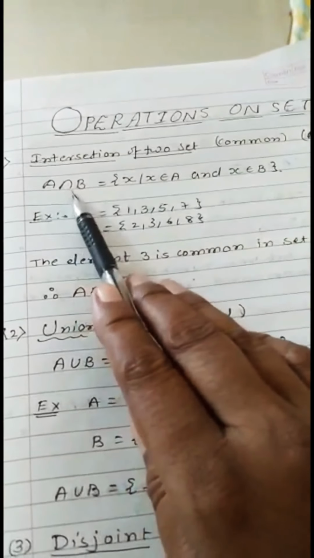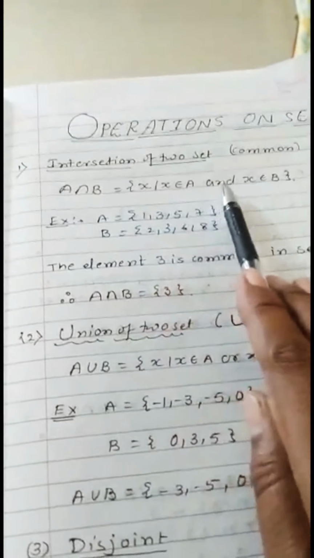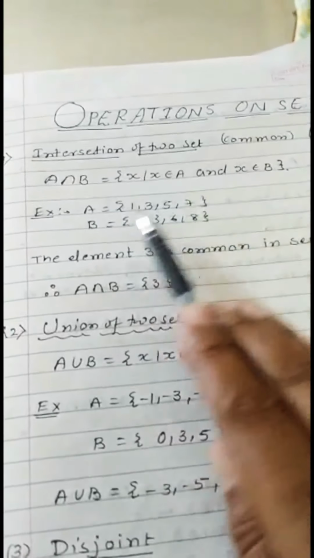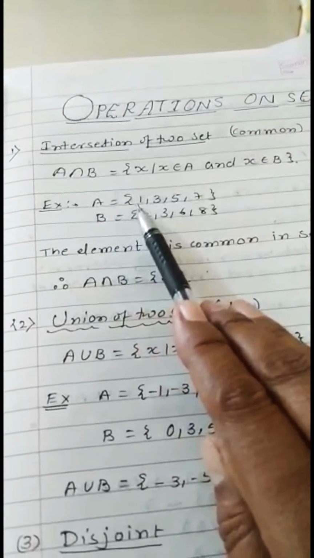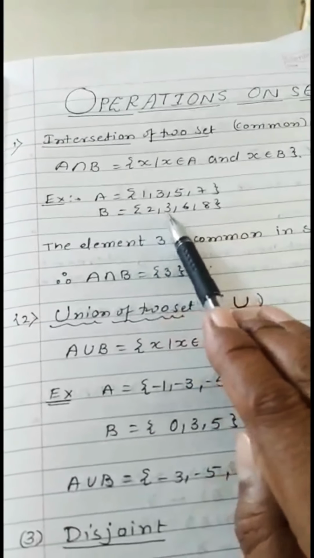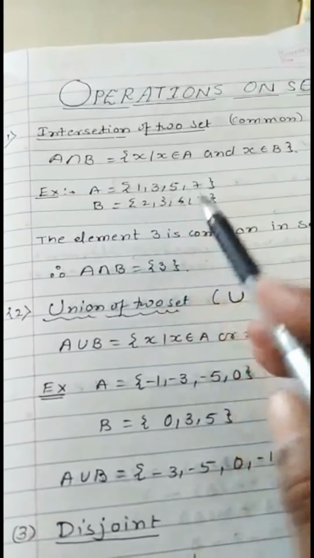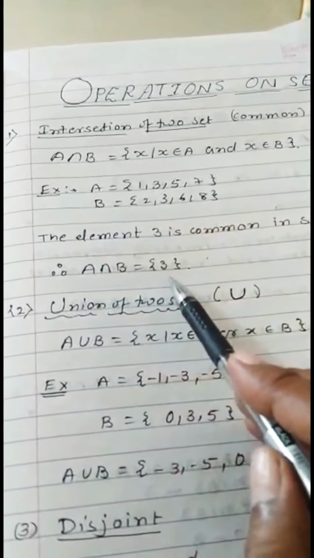So A intersection B is the set of all x where x belongs to A and x also belongs to B. For example, if you observe, A has the elements 1, 3, 5, 7 and B has the elements 2, 3, 6, 7. So what are the common elements? 3 is the common element. So A intersection B is 3.